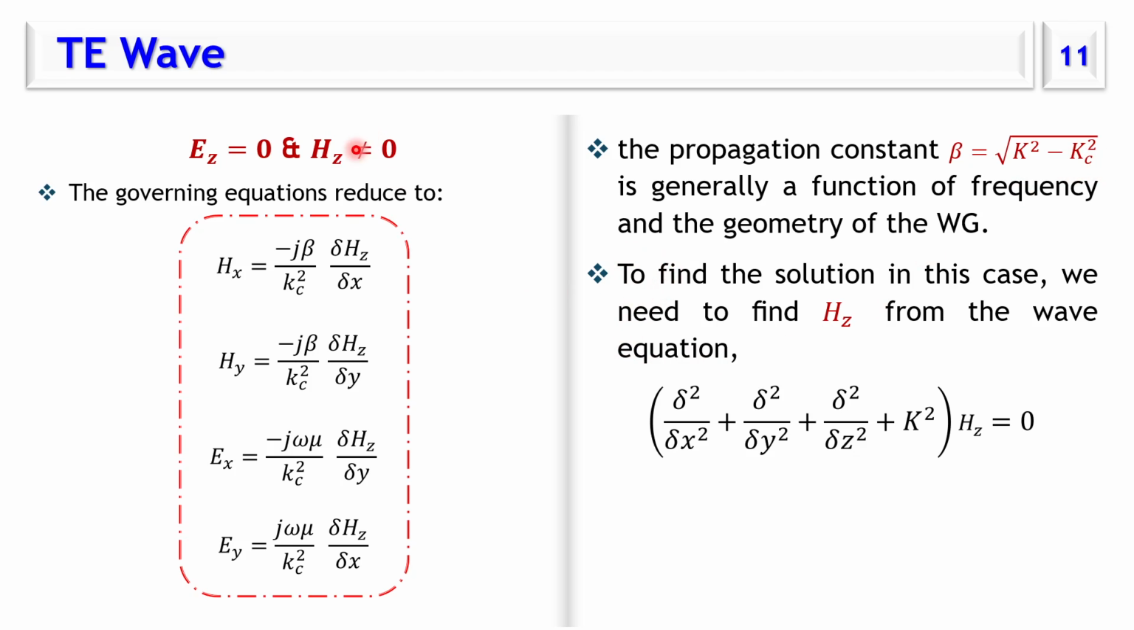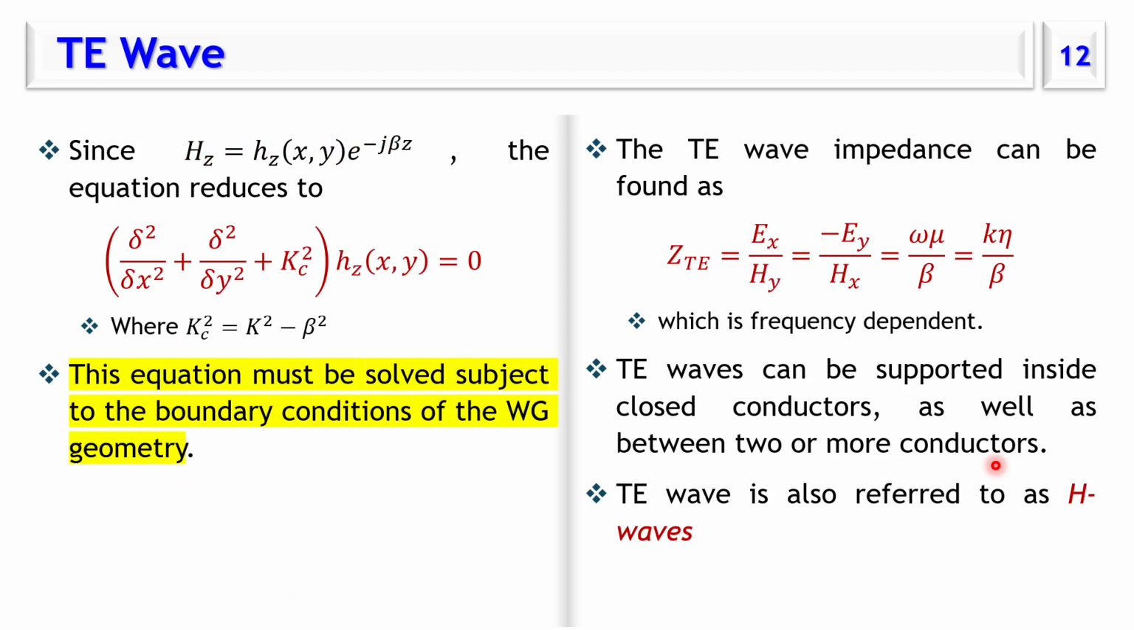So to find this solution, we know that Ez equals 0. All we need to find the transverse components of the magnetic and electric fields is to find H of Z. So the equation for H of Z will be like this equation here. It's the homogeneous wave equation for H of Z.